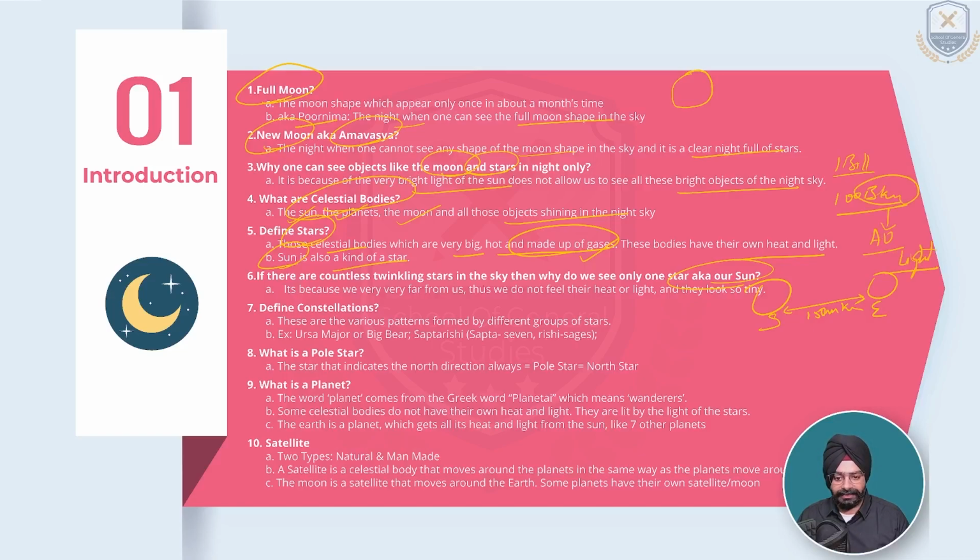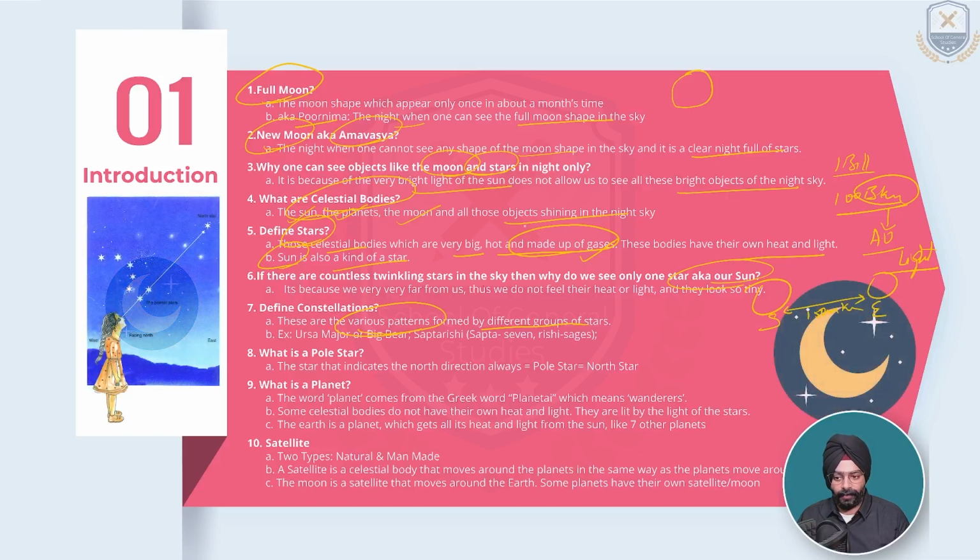So what are the constellations? Constellations are the various patterns that we can form in the sky by joining different stars, right? For example, this is the picture of the Ursa Major. It is a combination of 7 stars, and through that we can locate the North Star. It is also known as Saptarishi in Hindi. Saptarishi means 7 sages. Sap means 7, Rishi means sages.